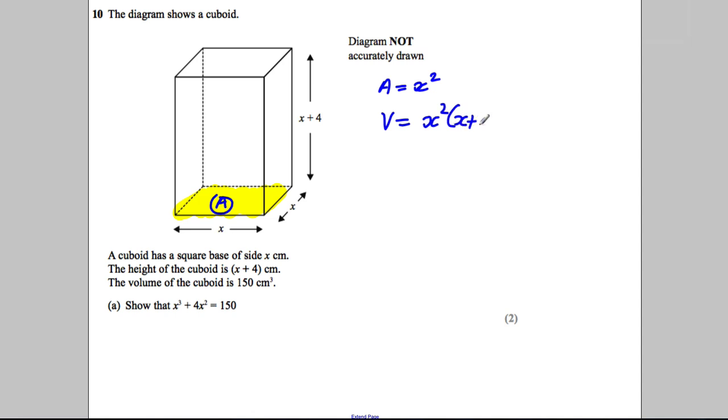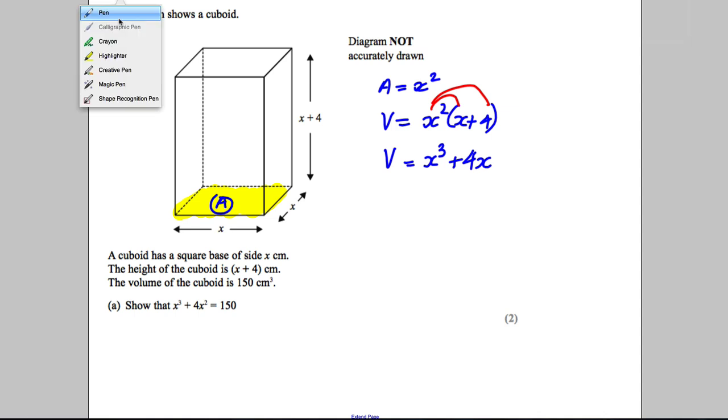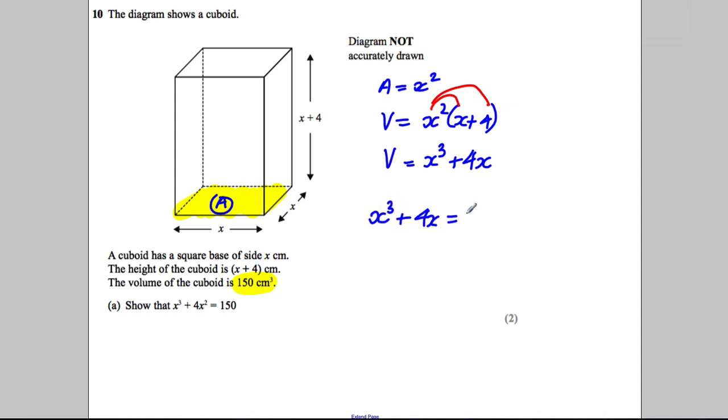So x squared multiplied by x plus 4, when you multiply that out, you would get yourself x cubed plus 4x. Now that's the volume in terms of algebra. We were also given a fact in the question that we were told it's equal to 150 centimeters cubed. So we could therefore say that x cubed plus 4x is equal to 150. And we'd get our easy 2 marks.